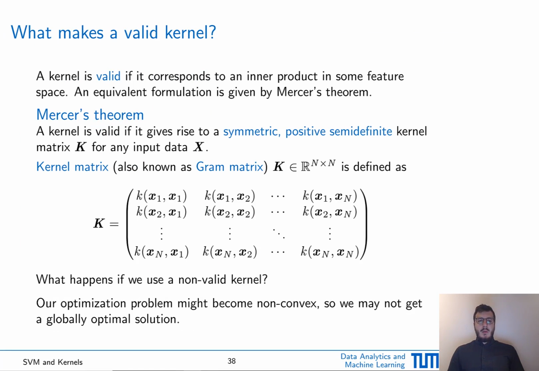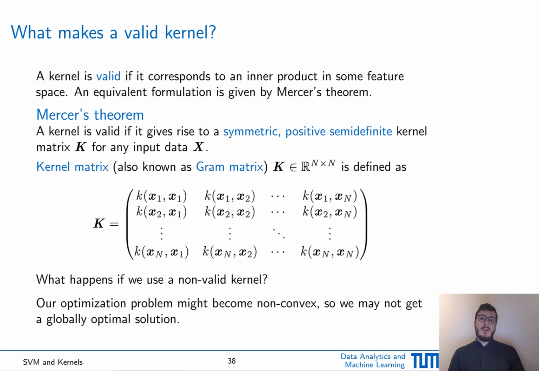Okay, but then the question is, can we really specify any function? Can we really choose any k which takes two inputs and outputs a number, and will this give us a valid kernel? Unfortunately, no. This is not really true, and this function k has to satisfy certain conditions in order for it to qualify as a kernel.